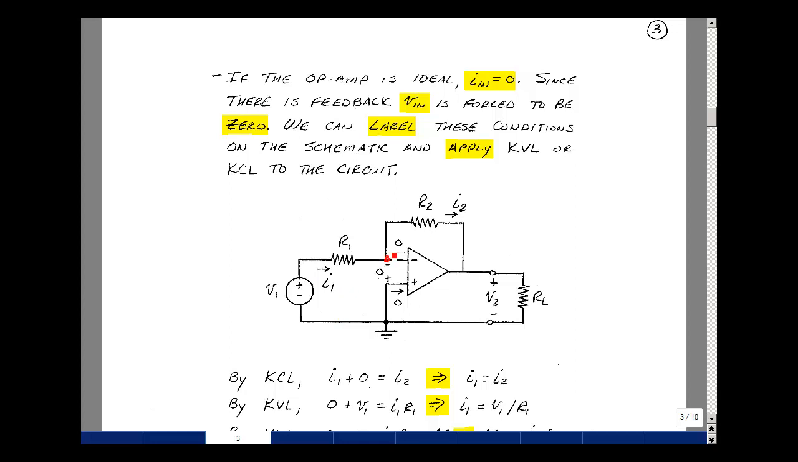The current that enters is I1 plus 0, and what leaves is I2. And that implies that I1 equals I2. In other words, this current just goes up into here. Now, with a current in this direction, by Ohm's law, our drop would be in this direction.